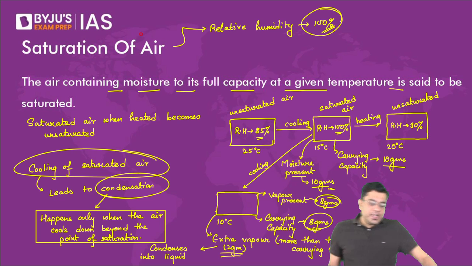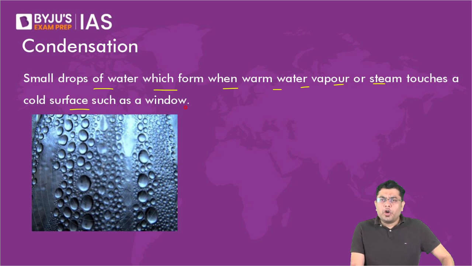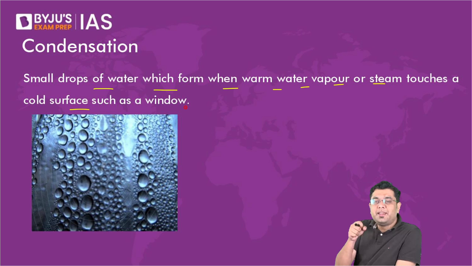So condensation is basically the small drops of water which form when the water vapor or steam touches a cold surface, such as a window, or any glass surface. Condensation is something that we experience on a day-to-day basis as well. Particularly in these months, you would have observed that when you take out a bottle or any utensil from the refrigerator and keep it outside, small droplets of water develop outside.